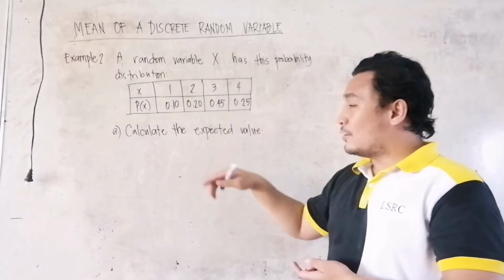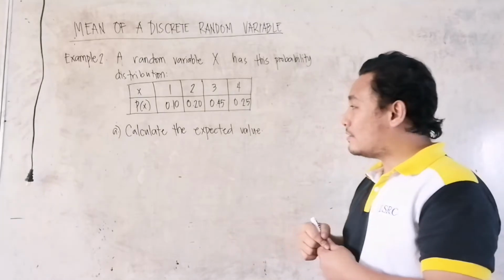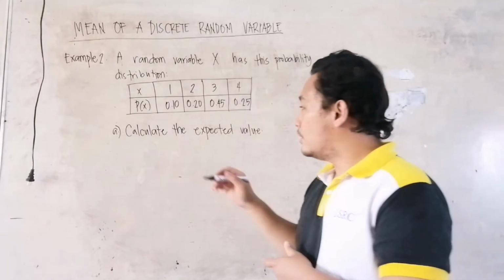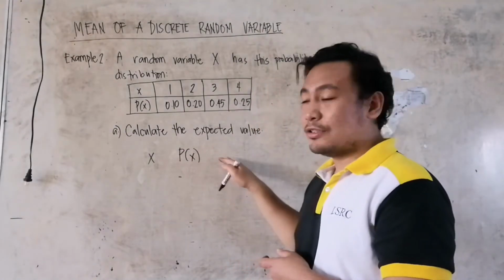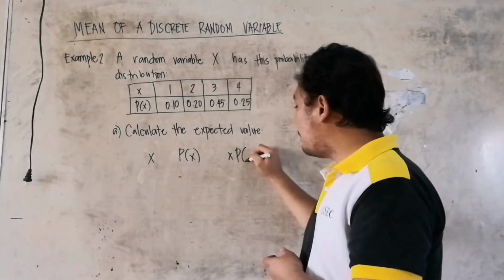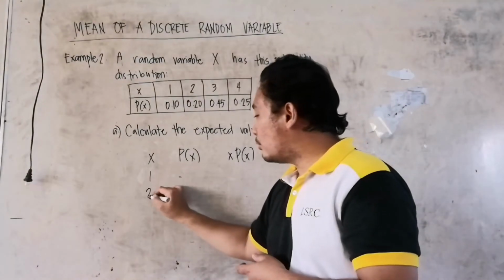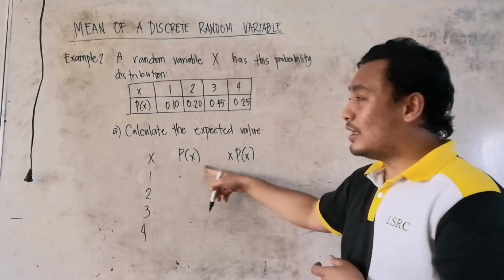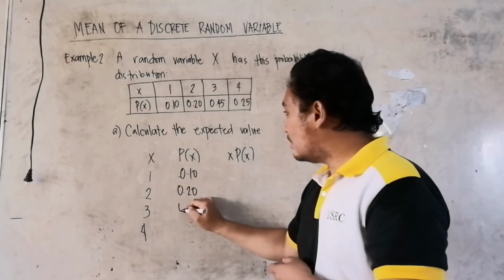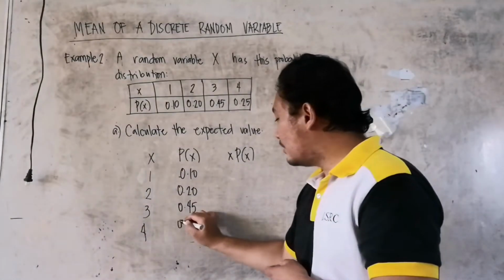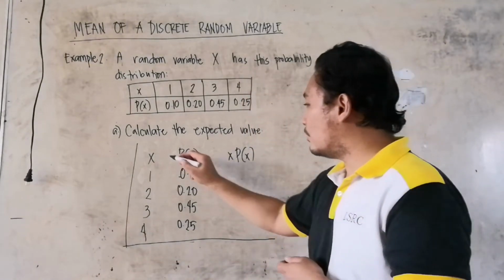So for letter A, we have to calculate the expected value. So how are we going to calculate for the expected value? So first is to construct another table. So we have x, and then we have p of x. And for the third column, we have x, and then p of x. What are the values of x? We have 1, we have 2, we have 3, we have 4. What are the probabilities? We have 0.10, 0.20, 0.45, and 0.25. Construct natin yung table.